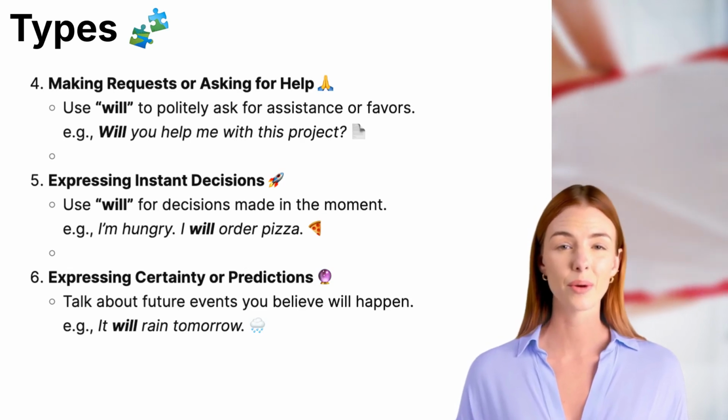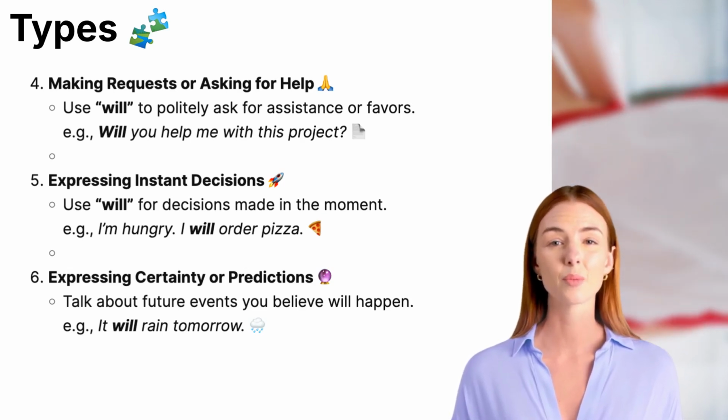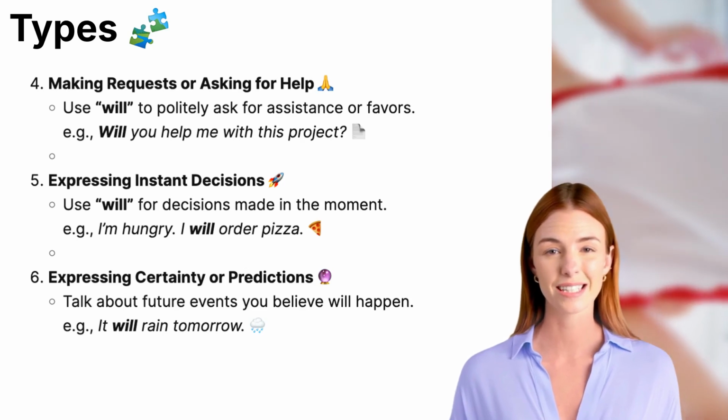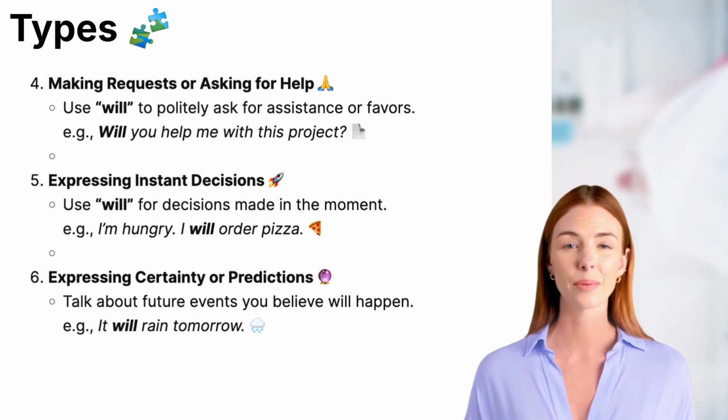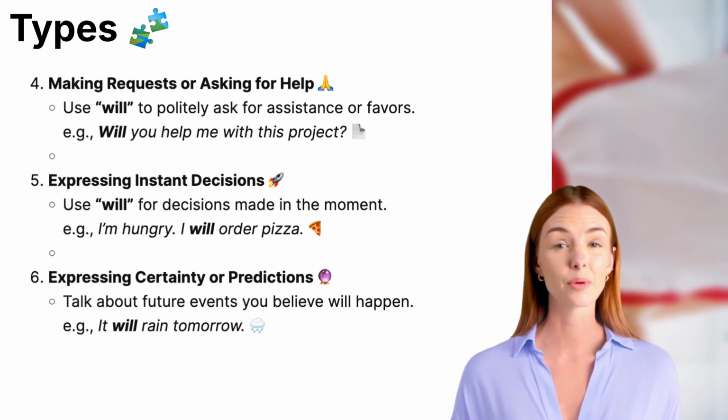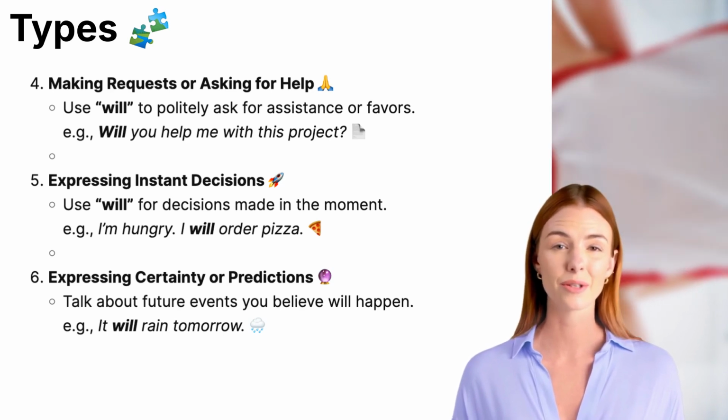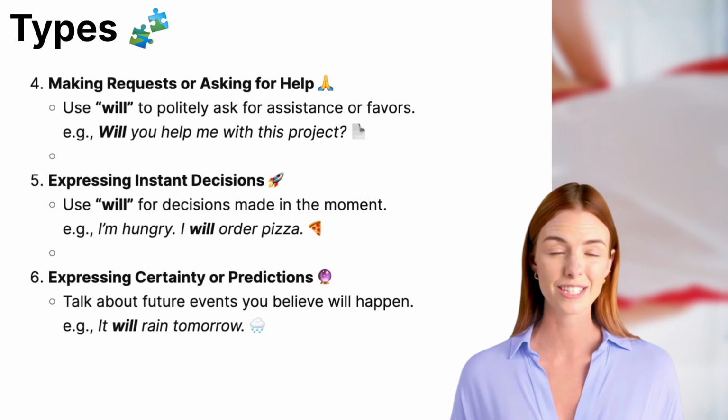4. Making requests or asking for help. Use will when politely asking for assistance. Example: Will you help me with this project? This is a polite way to ask for help. More examples: Will you open the window, please? Will you lend me your book for a day?